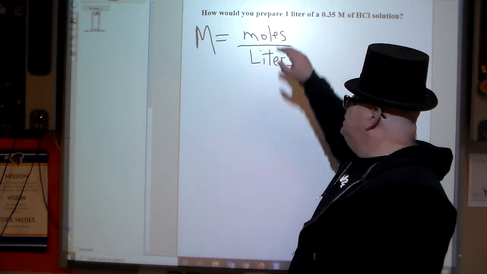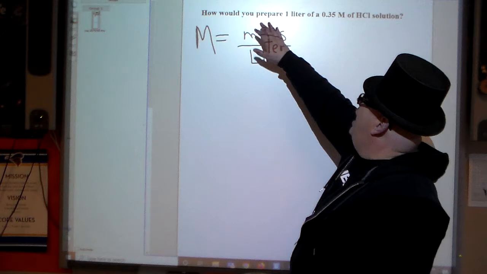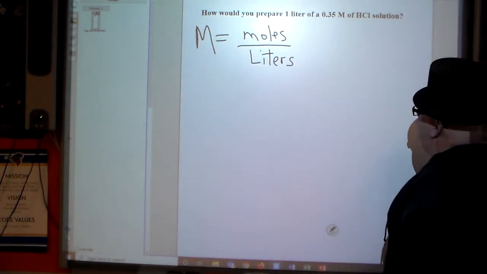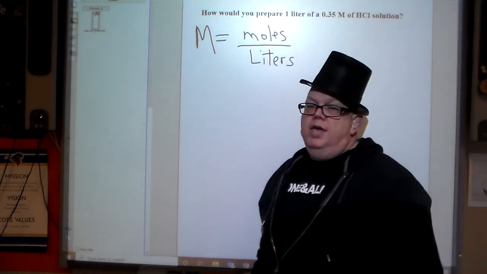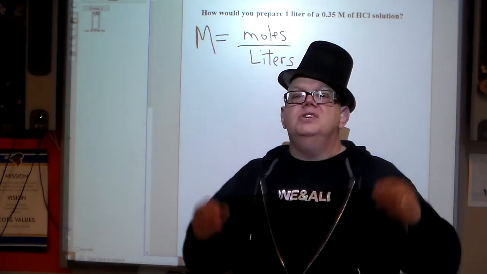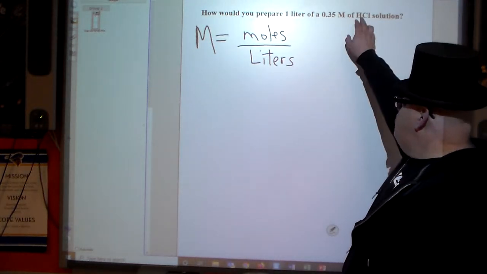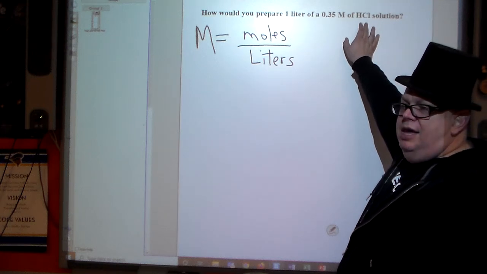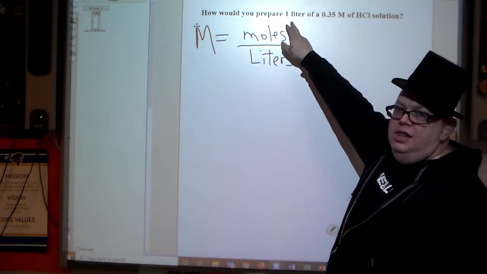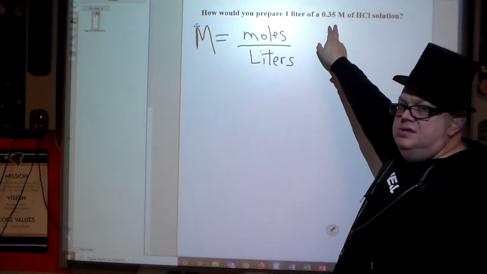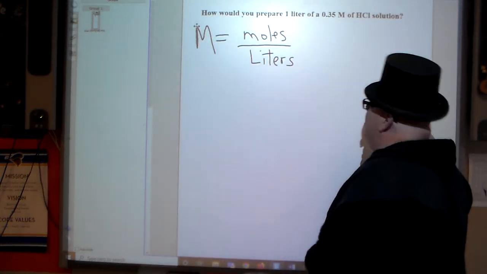So I'm going to show you guys a few problems and how we can put all this together. So it says, how would you prepare 1 liter of a 0.35 molar HCl solution? Okay, so when they use the words, how would you prepare? That means, how many moles of HCl am I going to need for this? Okay, I know I have 1 liter and it has to be this concentration.